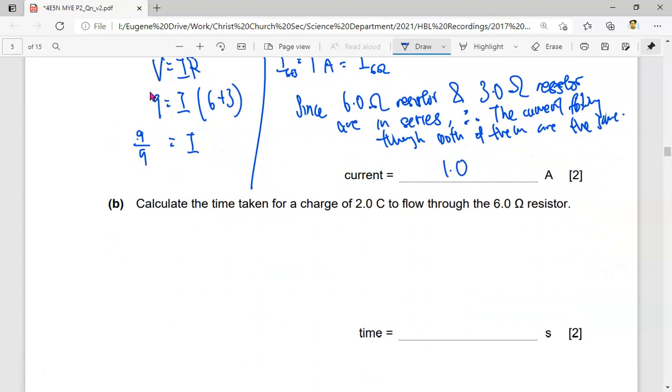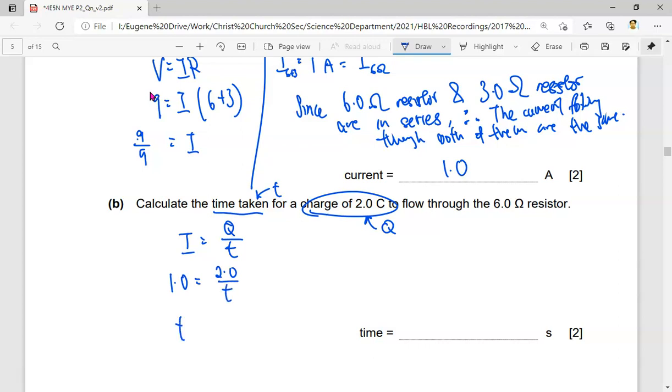Next, calculate the time taken for a charge of 2 coulombs to flow through the 6 ohm resistor. I need the time taken, t, and the charge Q is given to me. When you realize this, it is not V equals IR. Actually, you're using I equals Q over t. The current that I have is 1.0, the charge that I have is 2.0, and the time taken is what I want to find. As such, t equals 2.0 over 1.0, so the time taken is 2.0 seconds. Just take note of this.